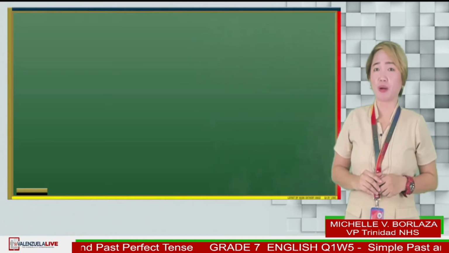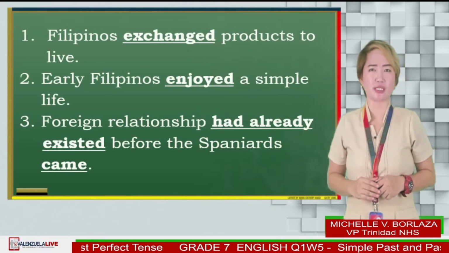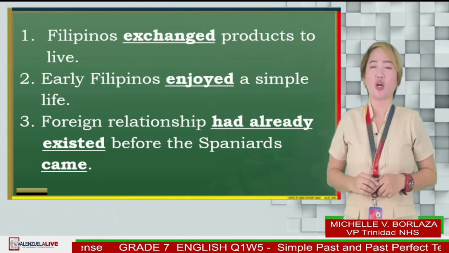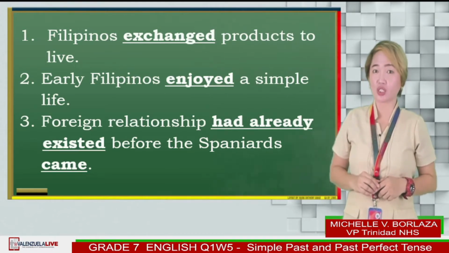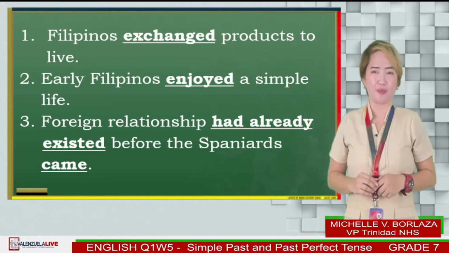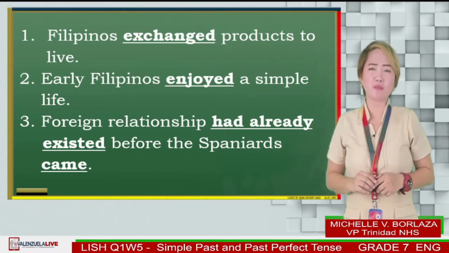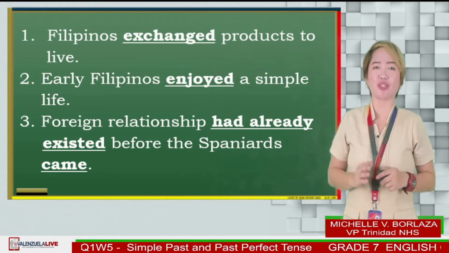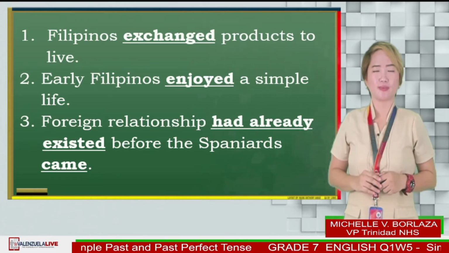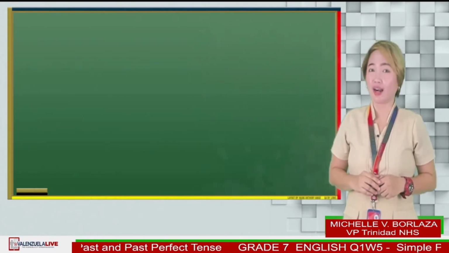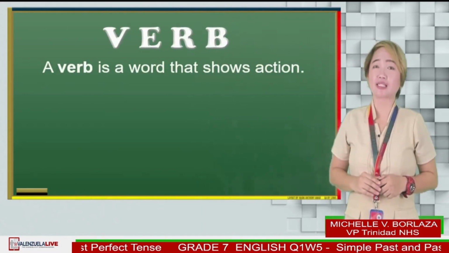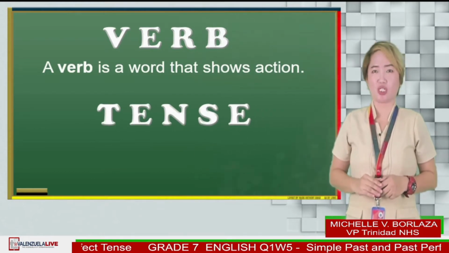What did you observe about the underlined words? Let's take a look at the underlined words once again. We have exchange, enjoyed, had already existed, and came. Now, what part of speech are the underlined words? Correct. They are verbs. A verb is a word that shows action.